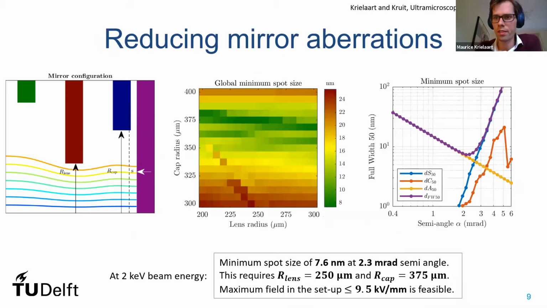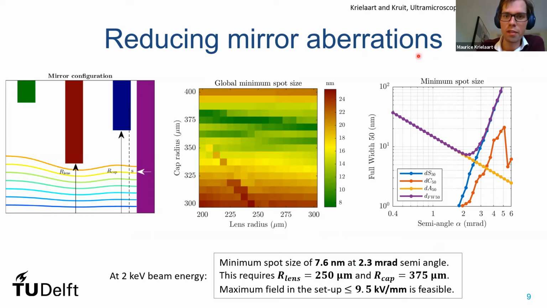Going one step further, I combined these plots into a slightly different view. Again, lens radius and cap radius over here. And the greener it is, the better. Green is the spot size after reflection. You see there's definitely a global minimum over here, giving you, this is just for a very low beam energy, 2 kilo electron volt, a spot size of a little bit less than 8 nanometer. And that's at a semi-angle, an opening angle, of 2.3 milliradian.